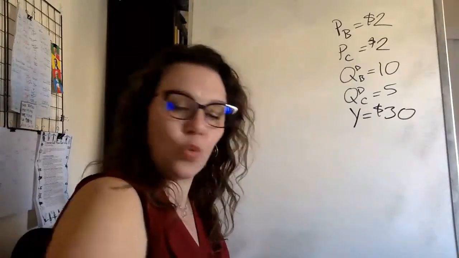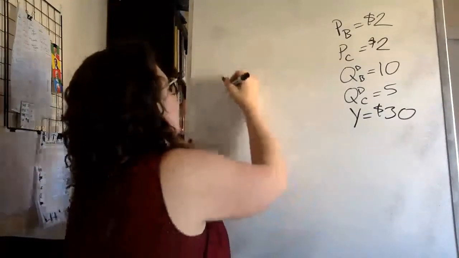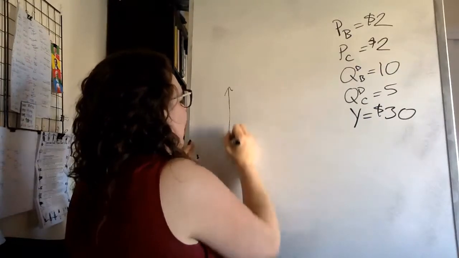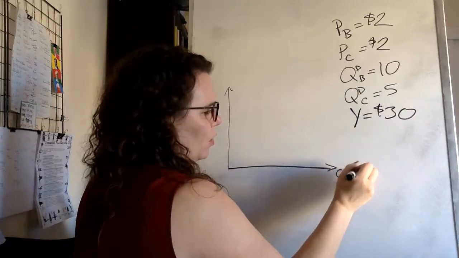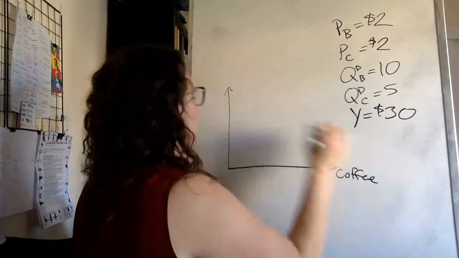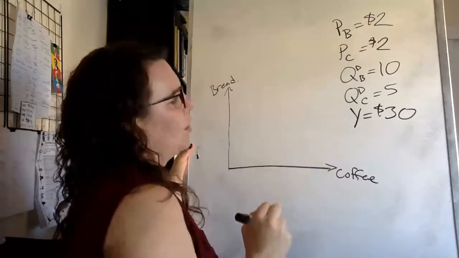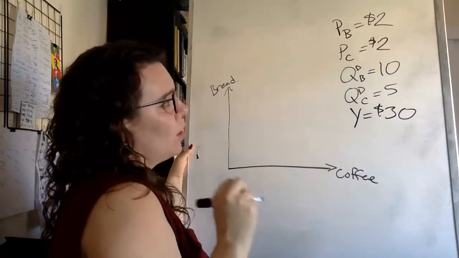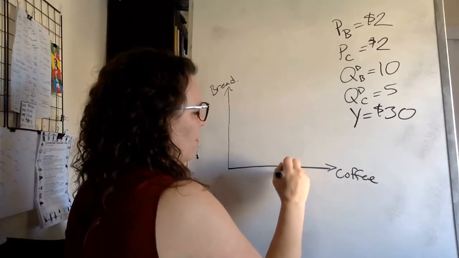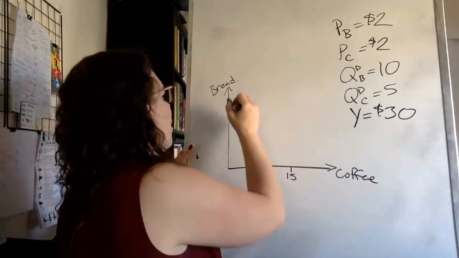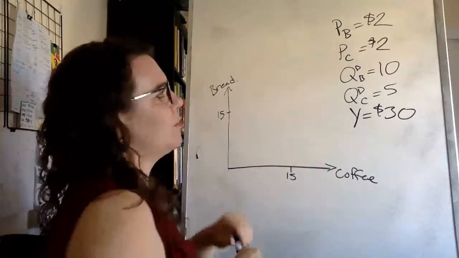We can graph that relationship. So we want to go ahead and graph the budget constraint and indifference curve for our consumer. They're going to consume coffee and bread. And we're going to see that they could spend $30 on coffee and buy 15 cups of coffee, or $30 of bread and buy 15 loaves of bread.